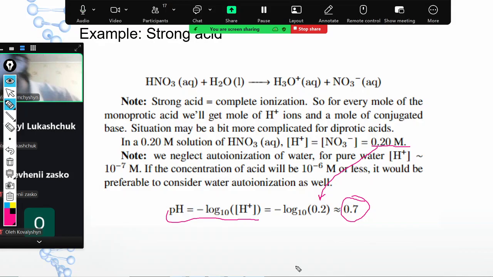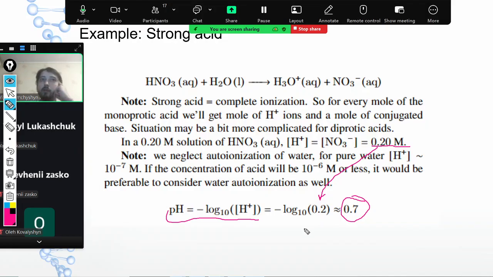Excuse me, I have a question. Yes, please. Where did 0.7 come from? Shouldn't minus log base 10 of 0.2 be like minus 2 or something?